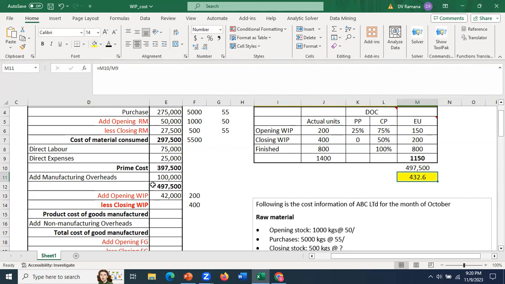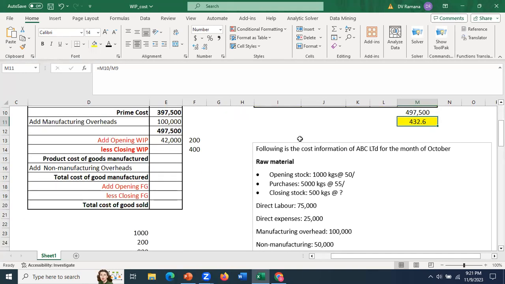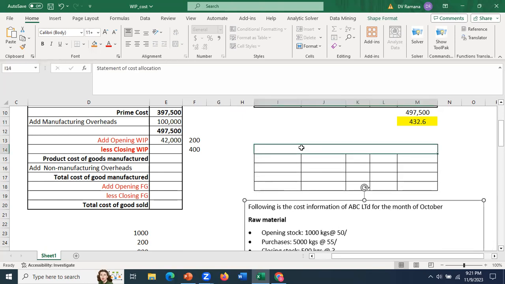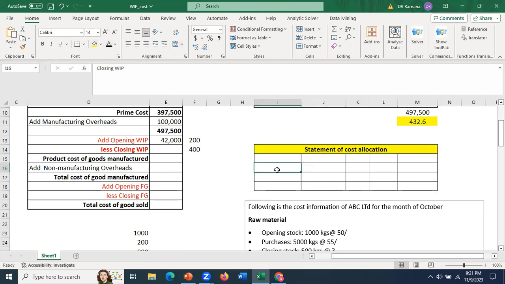So this 497,000 has been spent on opening work in progress, closing work in progress, and finished goods. So therefore, we'll have one more statement. We'll prepare one more statement as a working note. We call that a statement of cost allocation. This cost allocation on what? Cost allocation on opening, cost allocation on closing, and cost allocation of finished product. Okay.